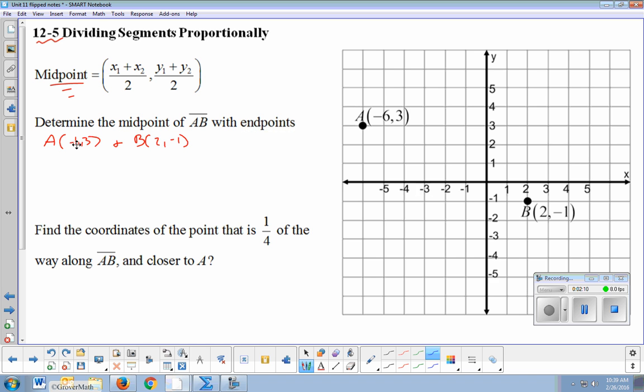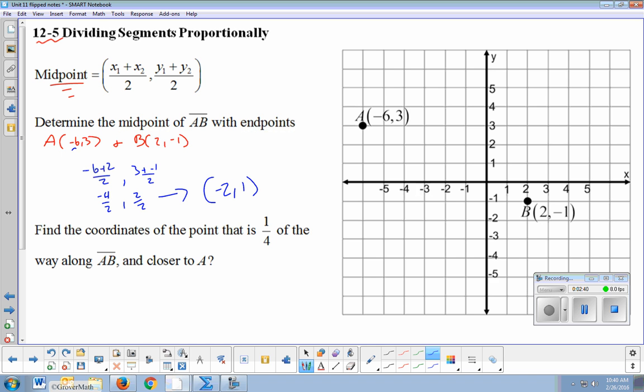But I think a lot of times you could almost just in your head say, all right, what is this divided by 2? Add them up, divide by 2. But I'll show the math out here. Negative 6 plus 2 divided by 2, and 3 plus negative 1 divided by 2. And so that would be negative 4 divided by 2 and 2 divided by 2. And that's going to ultimately give us the coordinates of negative 2, 1.